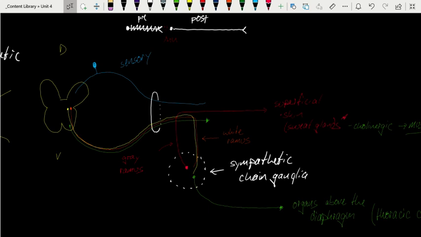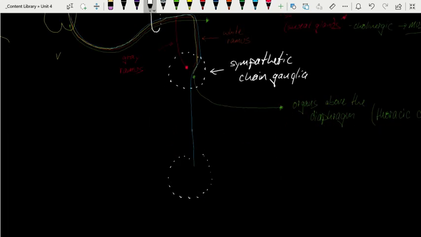Okay. Let's pick another route. Same thing. We're going to start here in the lateral horn. Exit through the white ramus. But this time, we're going to continue without synapsing. Our destination here is another ganglia that we're going to generally call a collateral ganglia. There are specific nerves, splanchnic, there's lots of different names for these collateral ganglia, but generally speaking, we'll just refer to it as a collateral ganglia.